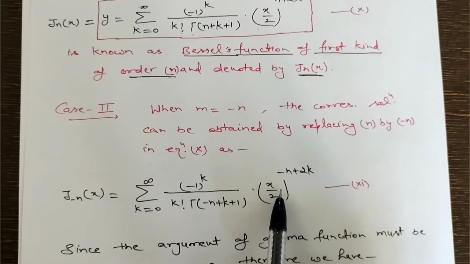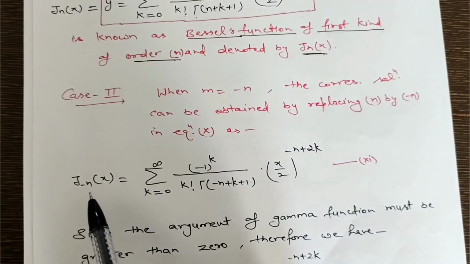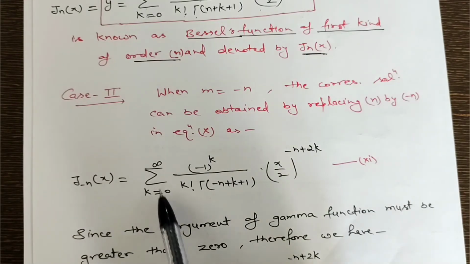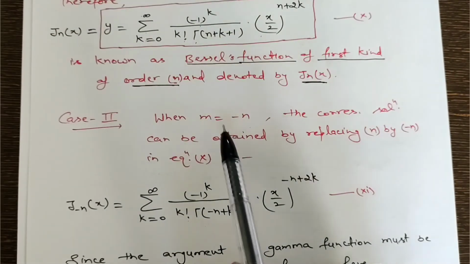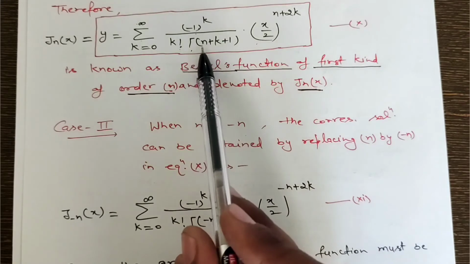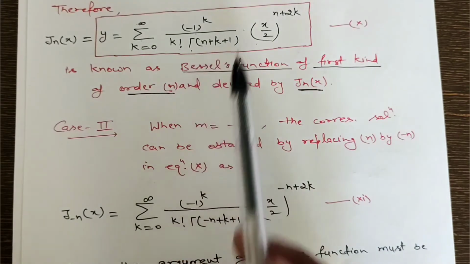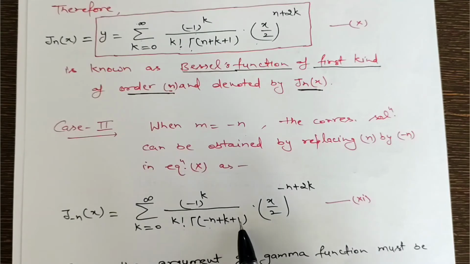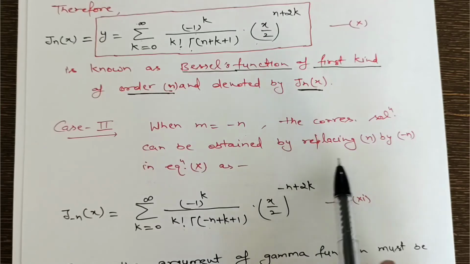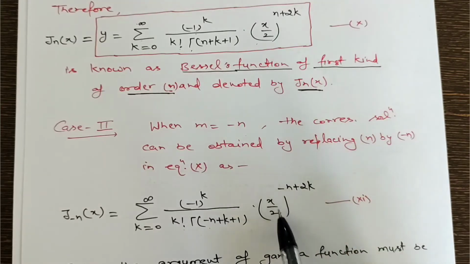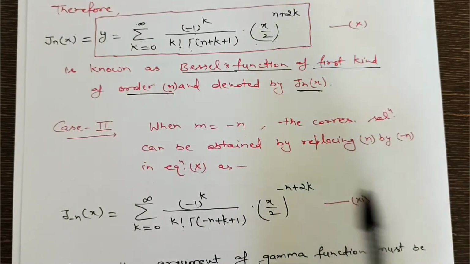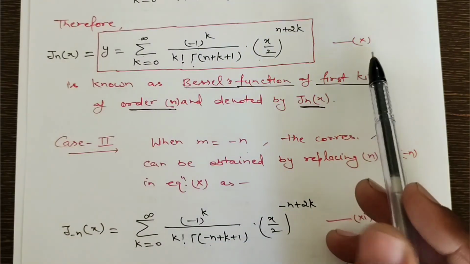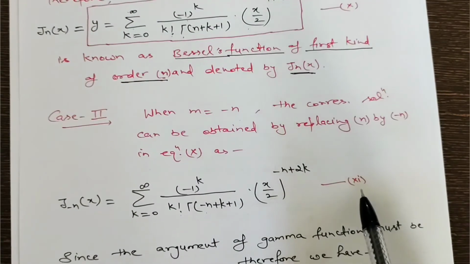So the solution obtained will be like this. It will be J minus n of x equals summation over k going from 0 to infinity of minus 1 raised to power k over k factorial, and we are replacing n by minus n. So earlier it was gamma of n plus k plus 1, now it will be gamma of minus n plus k plus 1, into x by 2 raised to power minus n plus 2k. We had named this as equation 11. The earlier solution, that is the Bessel function, is termed as equation 10, and this is termed as equation 11.